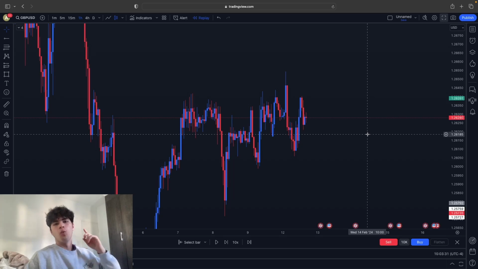Sometimes you're going to have a 1 hour demand, but you're not going to be able to scale the zone down. And now in this example, I'm going to show you how you can still take advantage of that 1 hour demand.